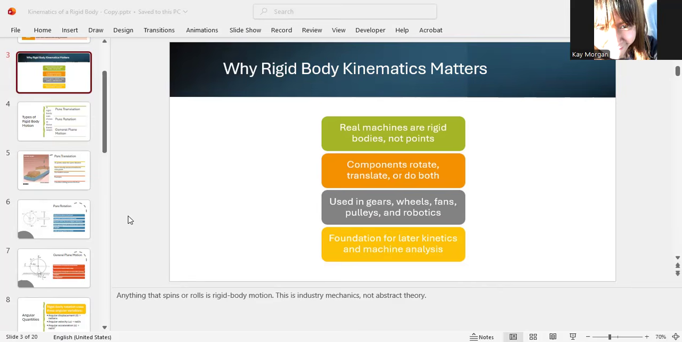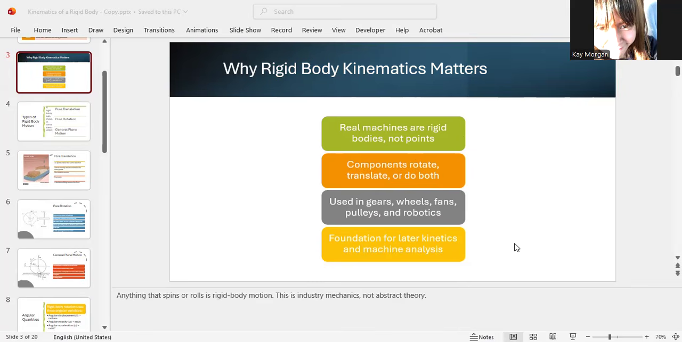Think about the wheels, the gears, the fans, the pulleys, and robotic arms. All of these systems involve rigid bodies undergoing rotation, translation, or a combination of both. So that's what we're talking about here: components rotate, translate, or do both. Of course, listing like this simplifies the explanation into a very rigid outline. Anyway, rigid body kinematics gives us the tools to describe that motion very clearly and also very correctly.